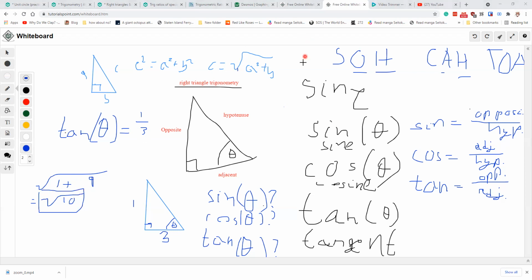Depending on who you ask, you might just say this is square root of 10, but oftentimes mathematicians will abbreviate it and just say this is root 10. So the length of our hypotenuse is root 10, and therefore sine of theta is equal to the opposite over the hypotenuse, and so it is equal to 1 over root 10.